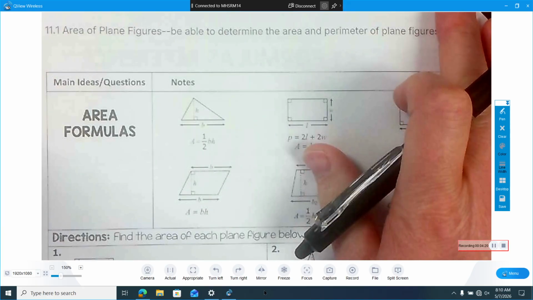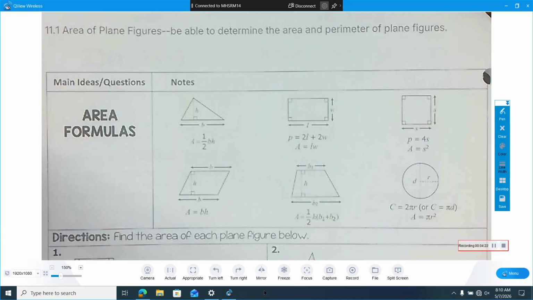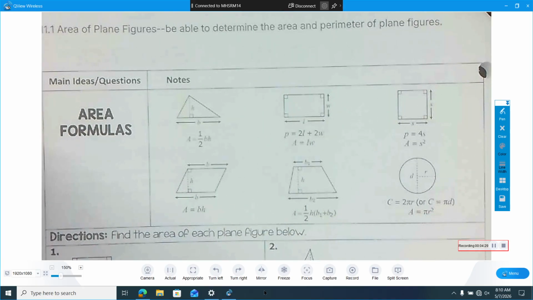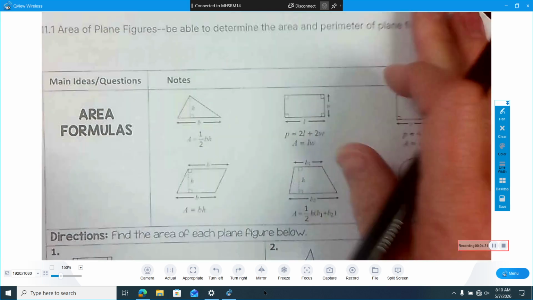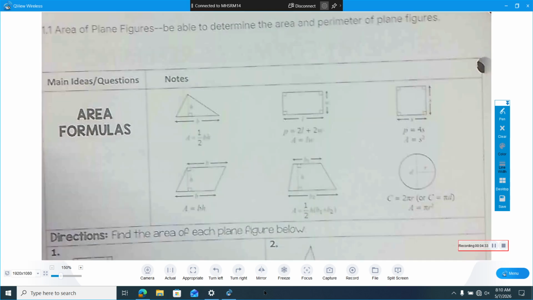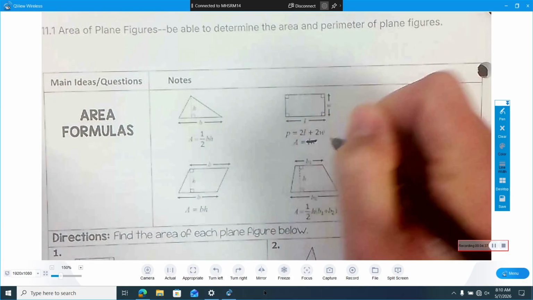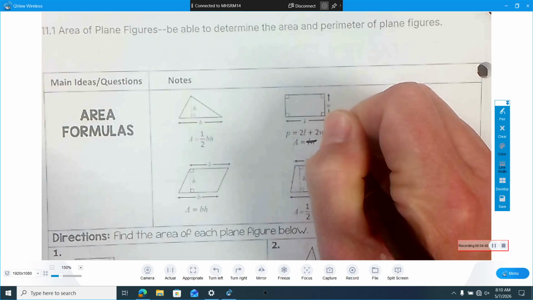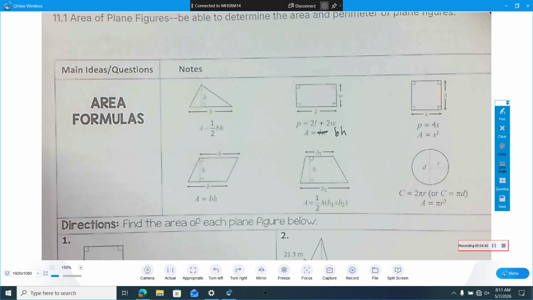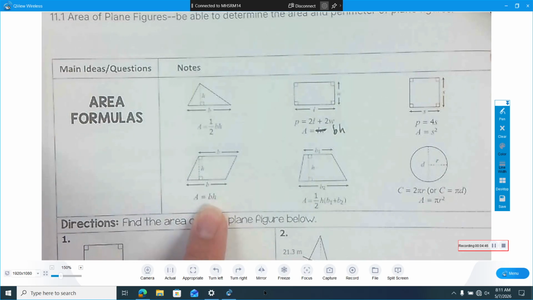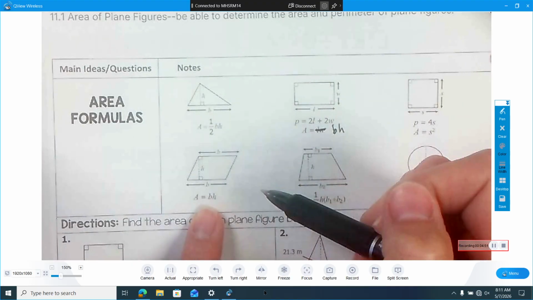All right, so we're on 11.1. We want to be able to determine area and perimeter of plane figures, I think. I didn't write that there? No. Okay. So again, we have some formulas here. One-half base times height. Again, I don't like length times width, but whatever you want to do is fine. You can always just use base times height. Base times height is the same for a parallelogram.